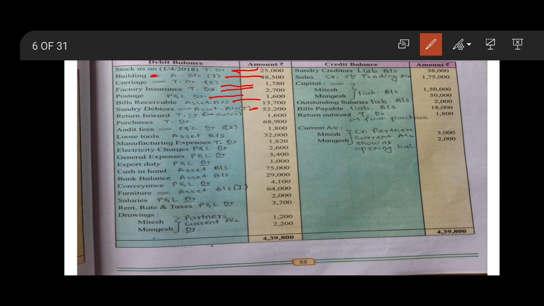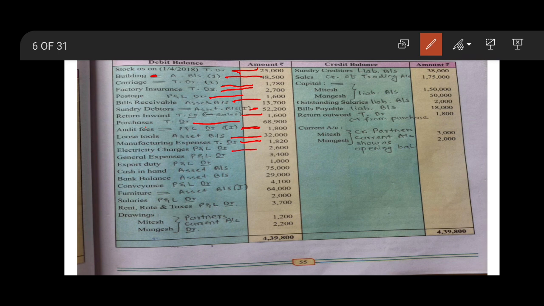In front of return inward, 1600. Okay. Then purchases, trading account debit side. Purchases we write inner column because we deduct purchase return out of it. Then audit fees, it is marked, therefore inside it carries adjustment. So profit and loss account debit side, inner column the amount. Loose tools, it is our asset, so balance sheet asset side. Manufacturing expenses, trading account debit side, as it is direct expense.